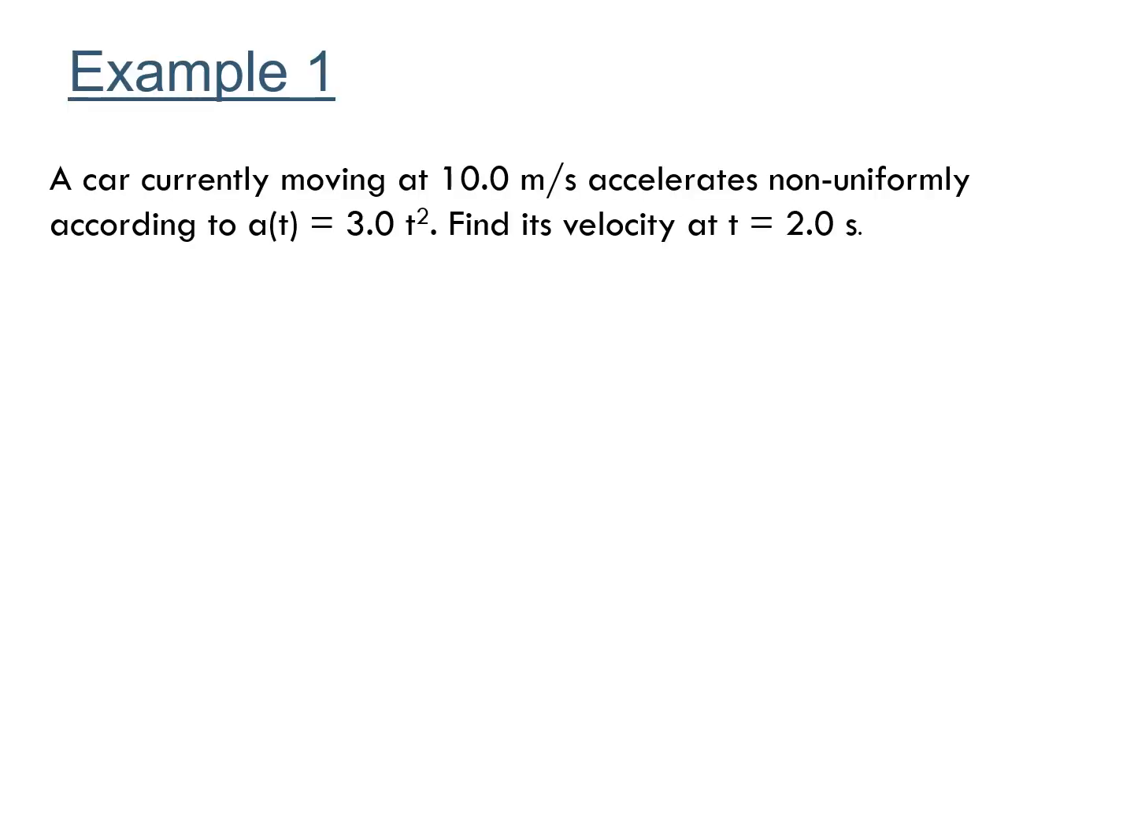Okay, let's solve an example problem. A car currently moving at 10 meters per second accelerates non-uniformly according to the expression a equal to 3t squared. Find its velocity at 2 seconds. We cannot use any of the kinematics equations here because acceleration is non-uniform.